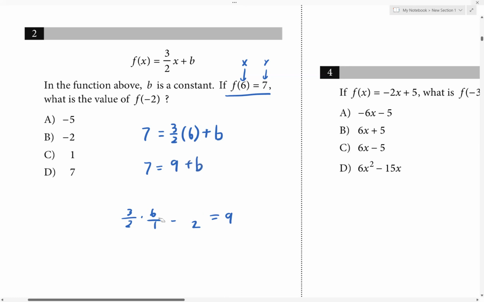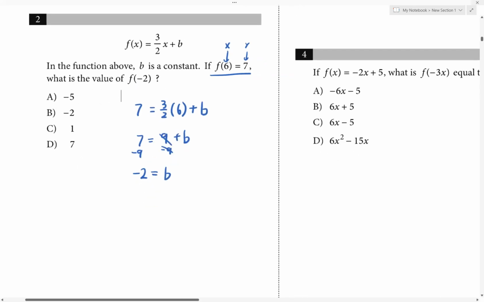And then to solve for b, we can do minus 9 on both sides. Minus 9 on both sides, we get 7 minus 9, negative 2, equals b. So b is actually negative 2. Now they ask us what's f of negative 2. We can use the function again, but this time we know what b is. We already solved it.